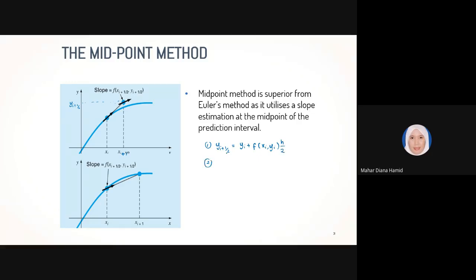And later, we are going to use this predicted value to calculate the slope at the midpoint. So this is step number 1. This is step number 2. So step number 2, we are going to get y prime, which is the slope at the midpoint.